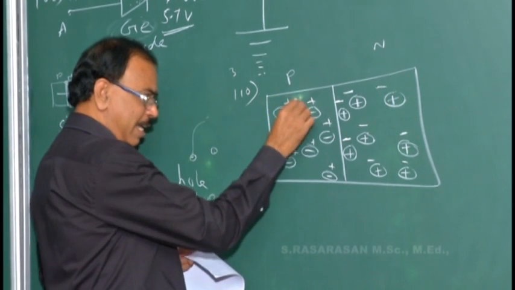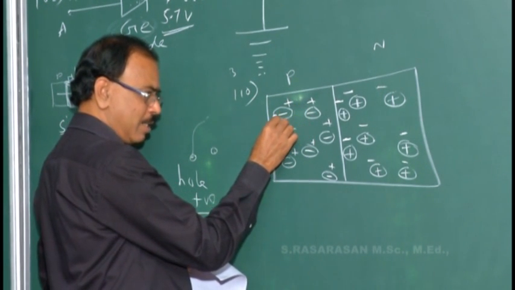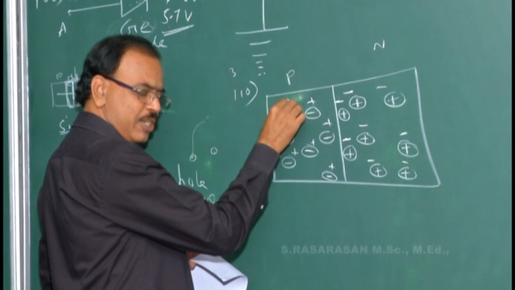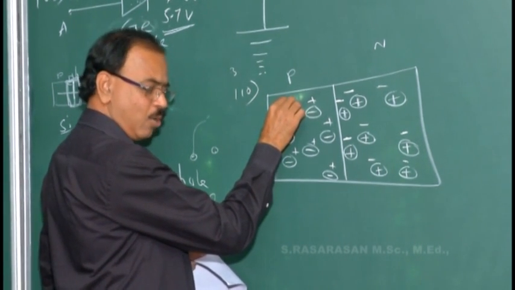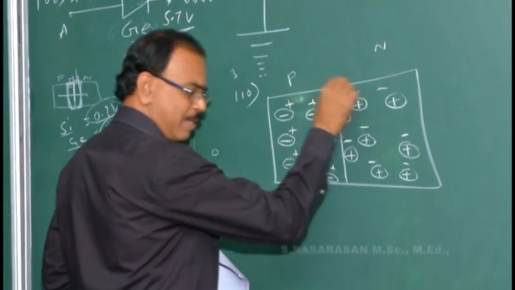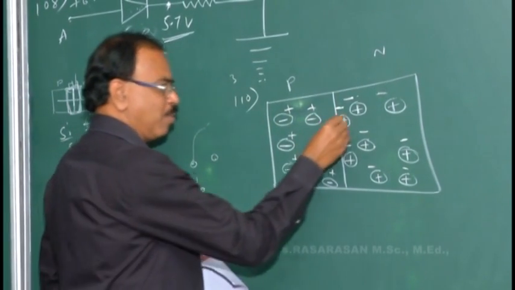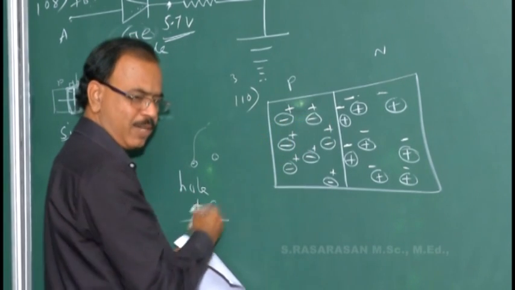Combined, we say the trivalent impurity atom. Separately, the mobile charges are holes, the majority carriers. Holes are the majority carriers in p-type, electrons are the majority carriers in n-type. And there are immobile positive ions and immobile negative ions.